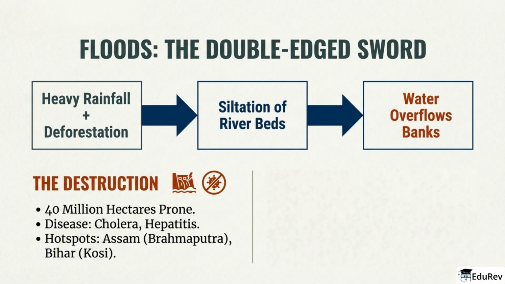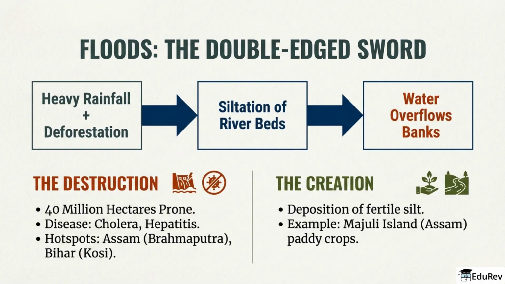But floods also have creation. They deposit fertile silt. And the example given is Majuli Island in Assam and paddy crops. This balanced framing is how you write a mature mains answer. Hazard plus benefit plus management.